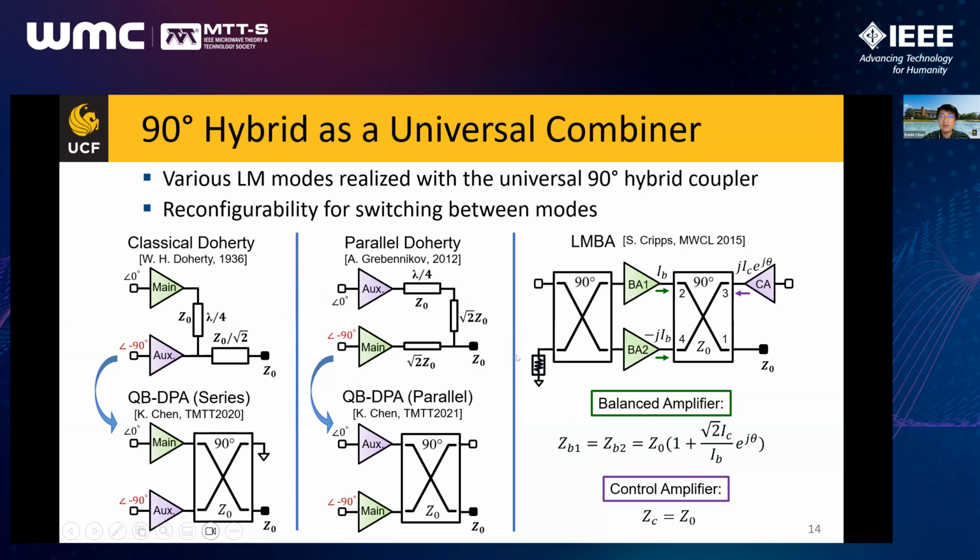So as you can see, this 90 degree quadrature coupler can be used to realize different load modulation modes within a unified circuitry. This nice feature enables reconfiguration of these RF circuits in different modes based on different application scenarios. So this offers a lot of design flexibility and operational flexibility, and multi-mode and multi-standard operations.